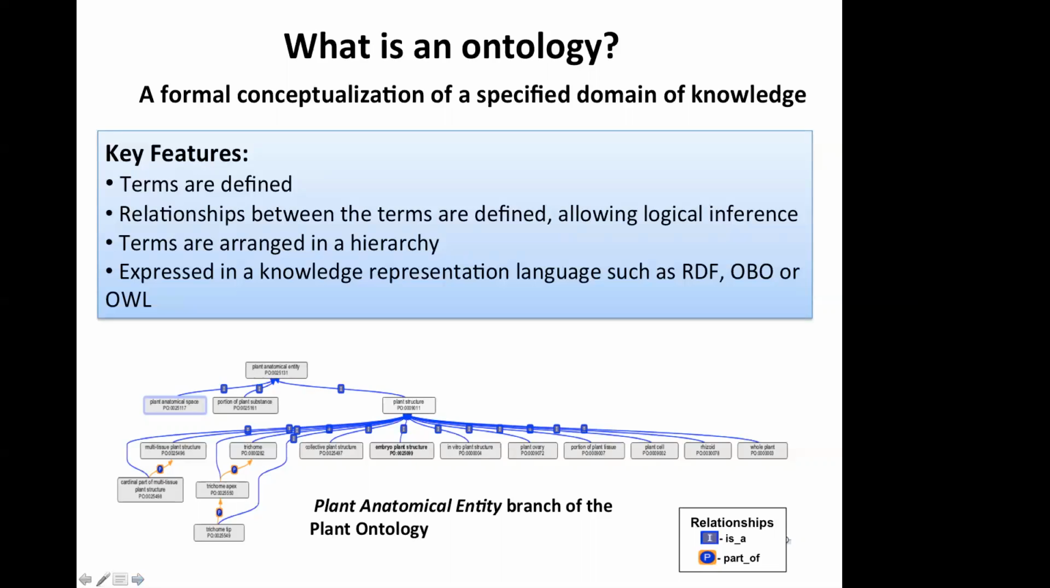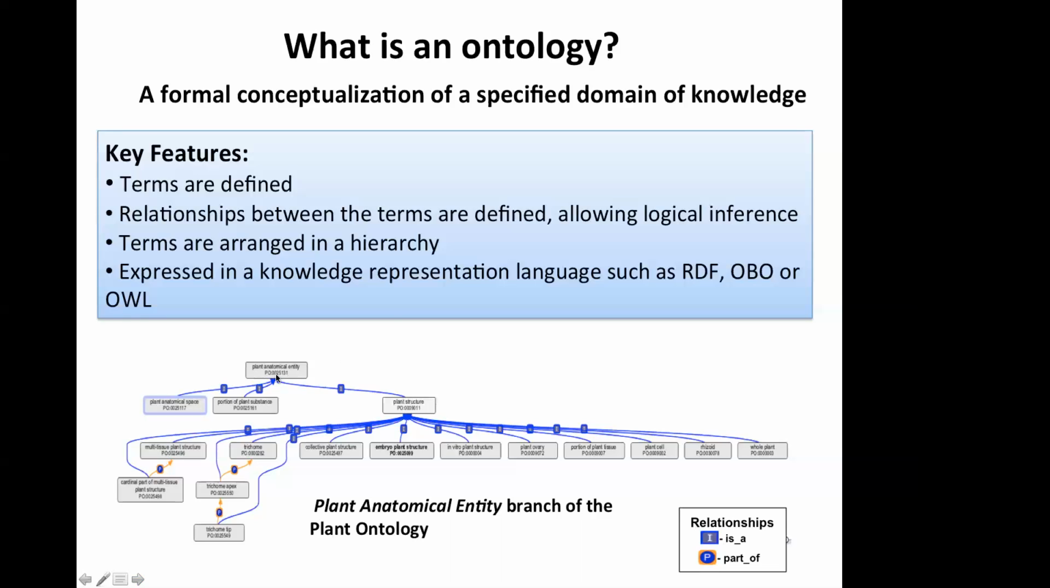These are two of probably the most common relationships, the ISA or subclass relationship and the part of relationship. So you can see in this example from the plant ontology, and this is the anatomy branch or the plant anatomical entity branch of the plant ontology, you can see a plant structure is a subclass of, or is a, plant anatomical entity.